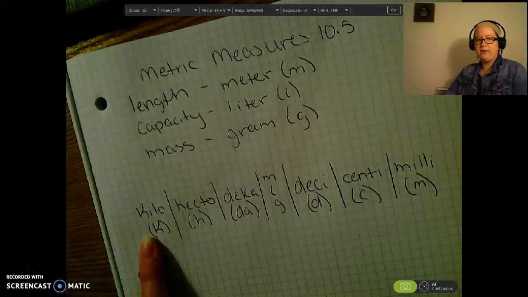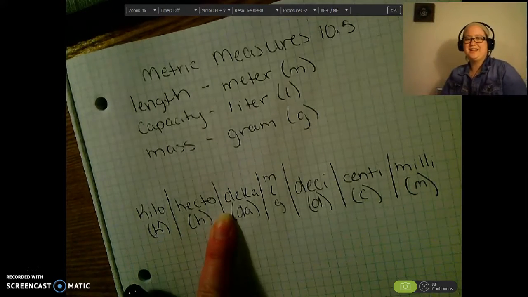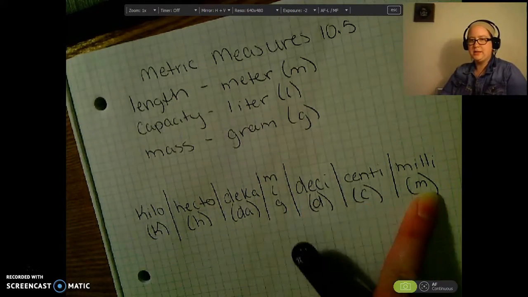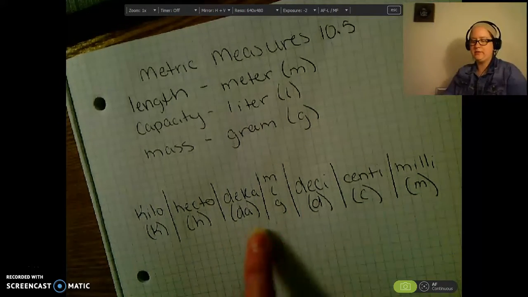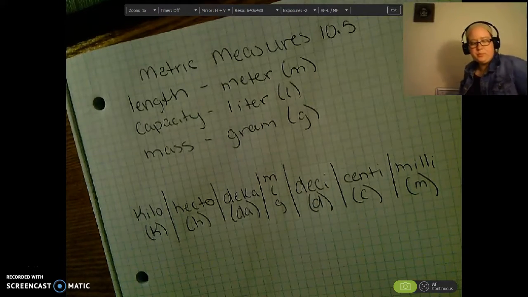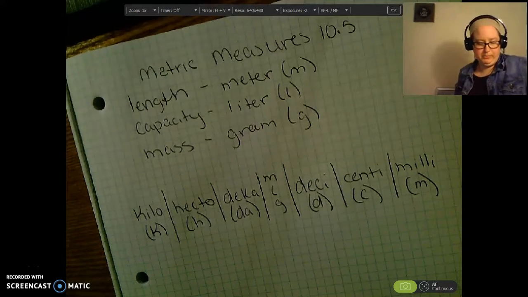So again, we have kiloliter, hectoliter, decaliter, your base liter, deciliter, centiliter, milliliter. Kilo, hecto, deca, your base, deci, centi, milli. Okay? So let's try a problem.